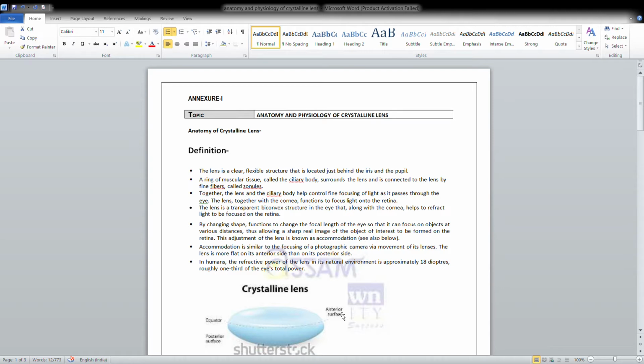A ring of muscular tissue called the ciliary body surrounds the lens and is connected to the lens by fine fibers called zonules. Together, the lens and the ciliary body help control fine focusing of the light as it passes through the eye. The lens, together with the cornea, functions to focus light onto the retina.